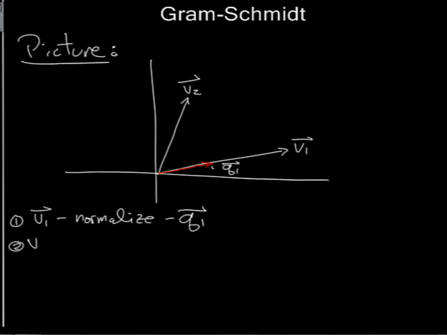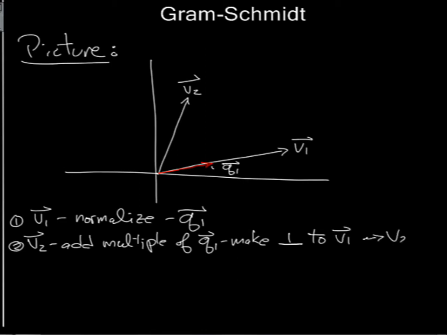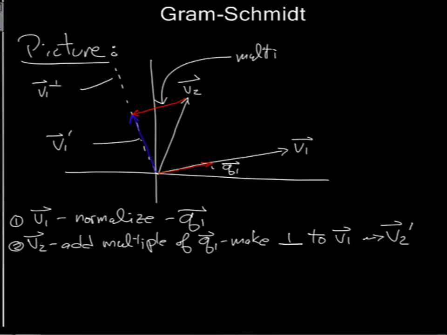Now, what about v2? If I'm going to make an orthonormal basis, I'd better find another vector which is perpendicular to q1, and the natural thing to do is to take v2 and add a multiple of q1 to it to make it perpendicular. So the picture is, here's the orthogonal complement to q1, and you have the vector v2. Add some multiple of q1 to it to project it onto the orthogonal complement, and that makes a new vector v2 prime. That's mislabeled here, it should be v2 prime. And I've added a multiple of q1 in order to do that.